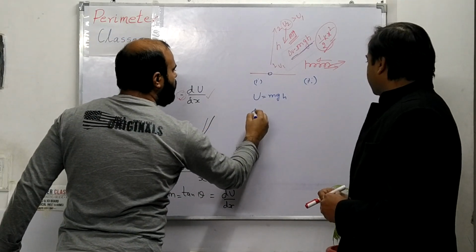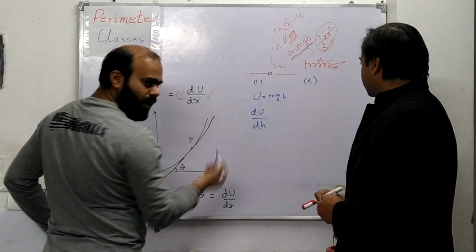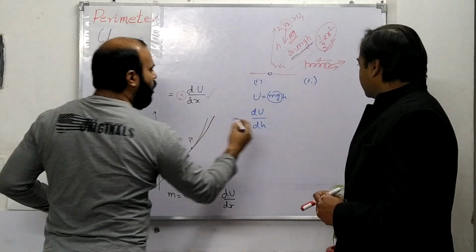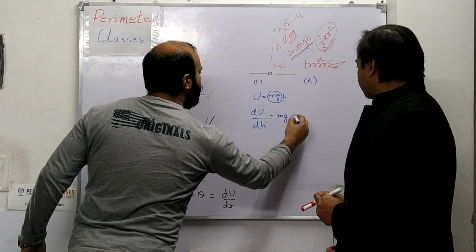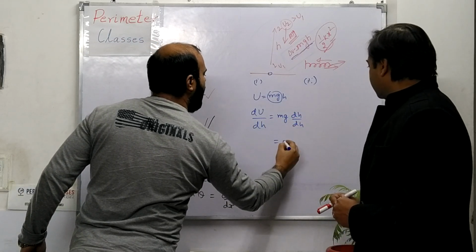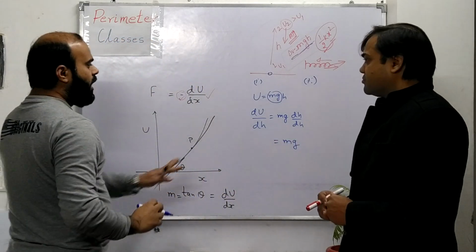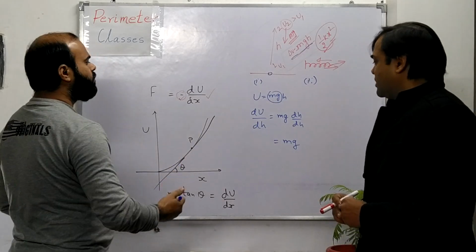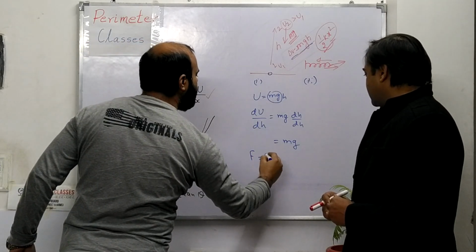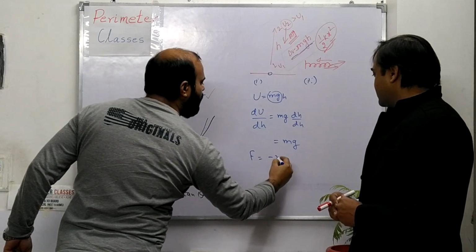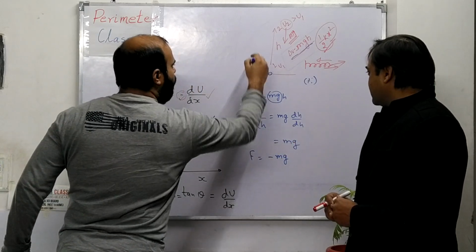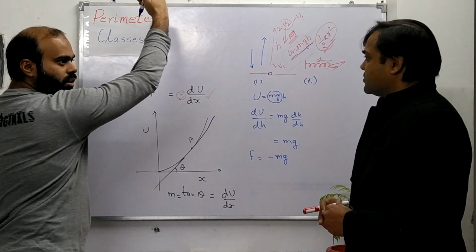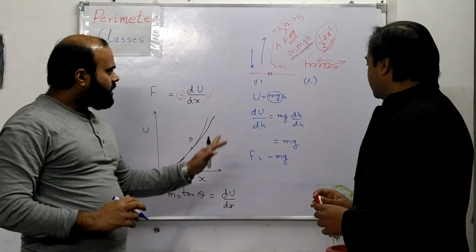Now if I differentiate this U with respect to h, what will happen? That mg are constant terms, so they will simply come outside and it will become mg dh by dh, which will become mg. And if you remember, mg is the force of gravity on an object of mass m. So basically force is equal to mg, and we have to add a negative sign here to show that the direction of force is downwards but the height was increased upward. So this is the first situation.